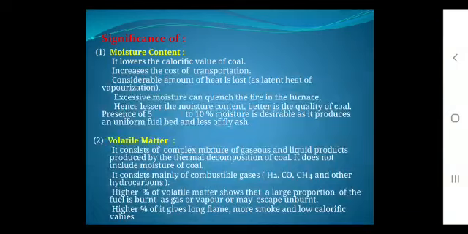So it consists mainly of combustible gases such as hydrogen, carbon monoxide, methane and other hydrocarbons. If it is present in higher percentage, it shows that a large proportion of the fuel is burnt as gas or vapor or may escape unburnt. And again, higher percentage of it gives long flame, that is again wasting, more smoke and again low calorific value. Calorific value again decreases.